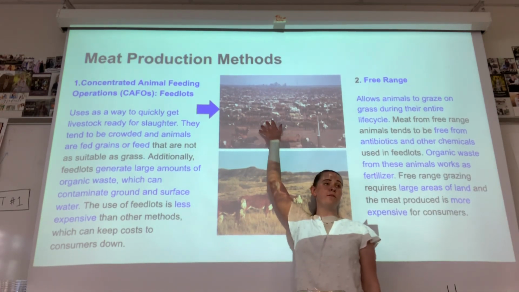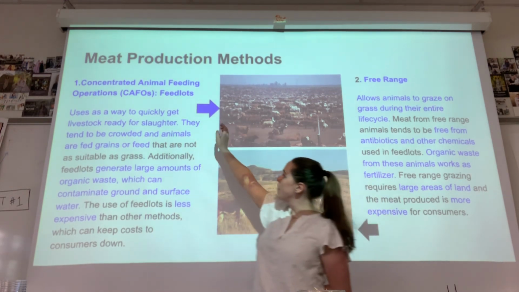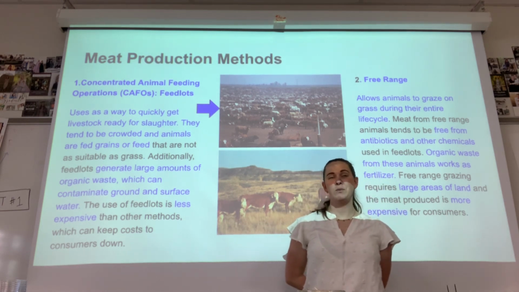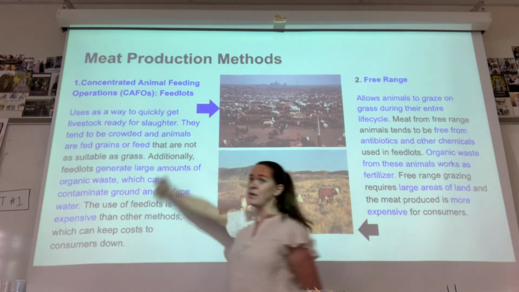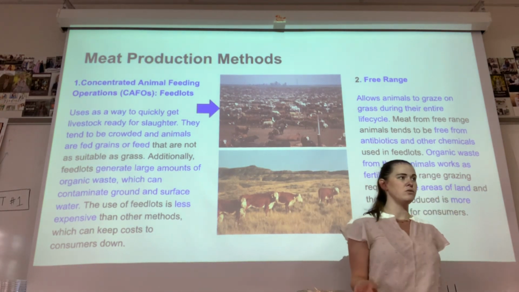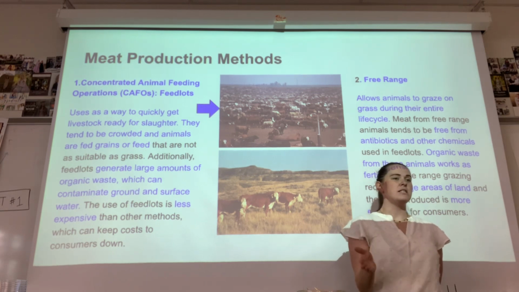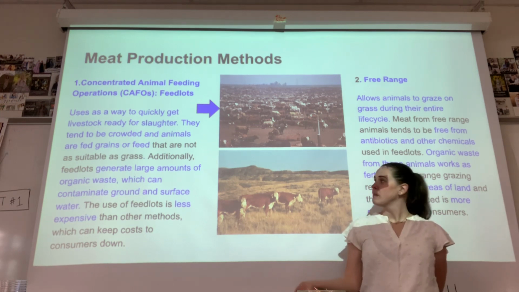And this is what the majority of the land that's used for cows in America looks like. They're used as a way to quickly get livestock ready for slaughter. So we have our concentrated animal feedlots, just so we can get a lot of animals ready for slaughter and get them out of there. They tend to be crowded, and animals are fed grain or feed, which is not ideal because cows in nature don't eat grains or feed. They eat grass. And so we're feeding them stuff that is not suitable for them at all, which changes the way the meat is produced.